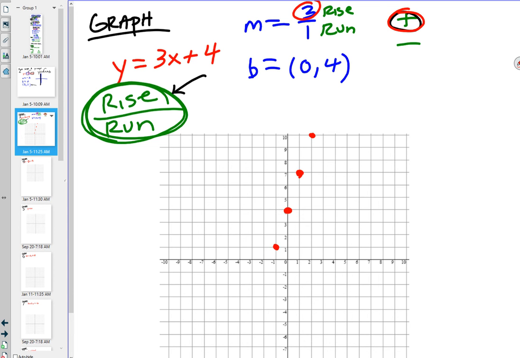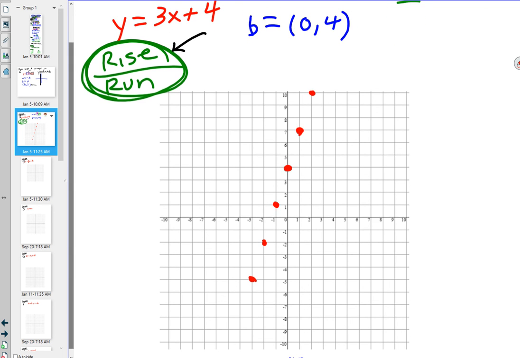So you could also go down 3, left 1, down 3, left 1. And then the beautiful thing about this is if you do it properly, whether you have 2 points, 3 points, 5 points, 10 points, what should be true about all the points? They line up. That's why they call it a line. I have the benefit of technology to draw my line. What do you have? A line.